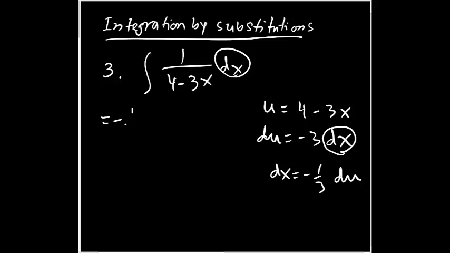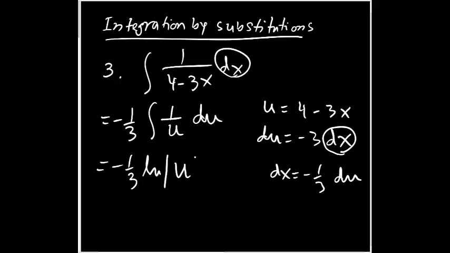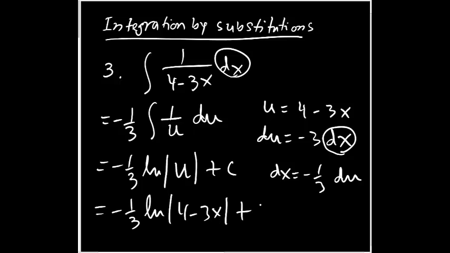So this will be negative 1/3 integration 1 over u du. See that? So I'm writing 4 minus 3x as u, and then dx is negative 1/3 du. Now my answer should be natural log of absolute u plus c. Then I take the substitution for u: natural log of absolute 4 minus 3x plus c.